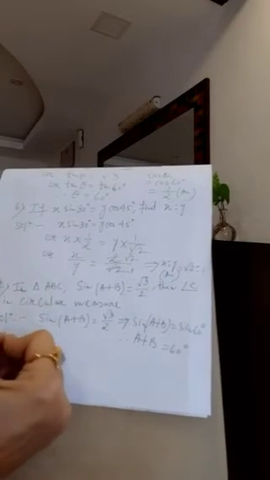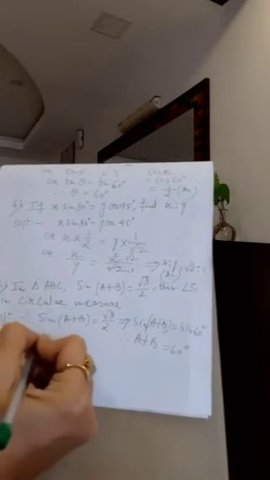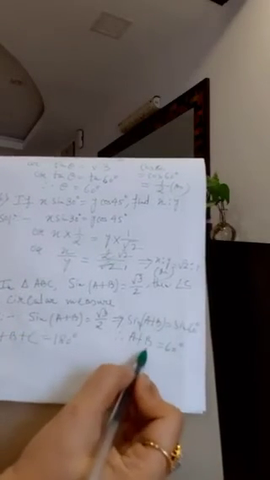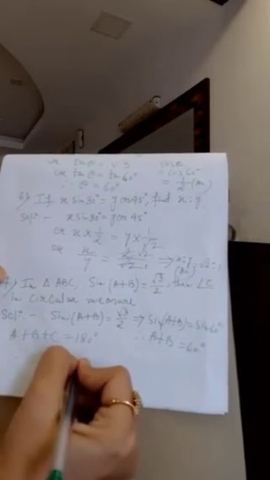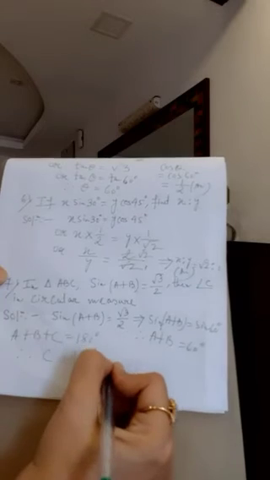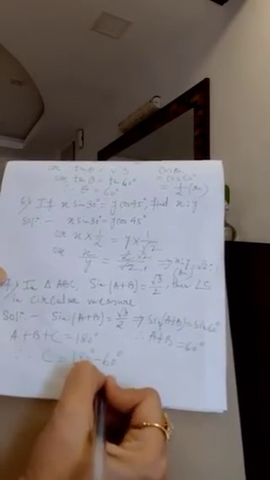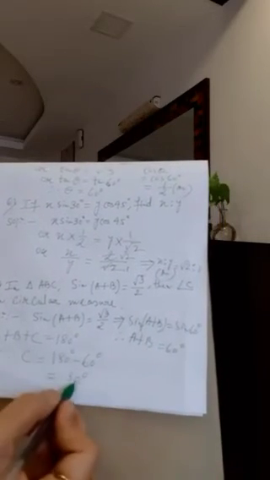Clear? Now it is a triangle. In any triangle, the sum of the three angles is 180 degree. So we can write from here A plus B plus C equals 180 degree. And here we have got A plus B equals 60 degree. Therefore C is coming 180 degree minus 60 degree, that means 30 degree. This is in the sexagesimal system.